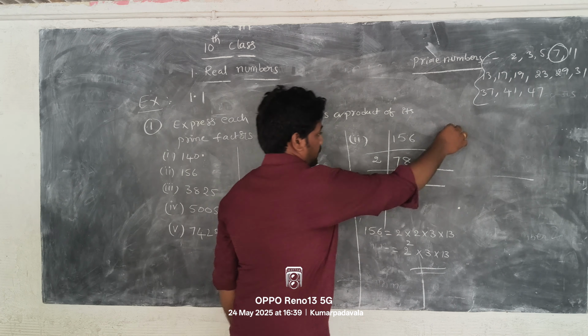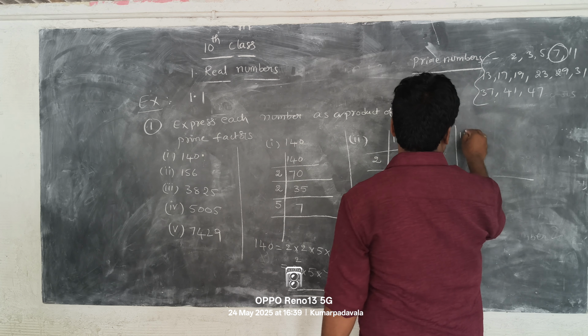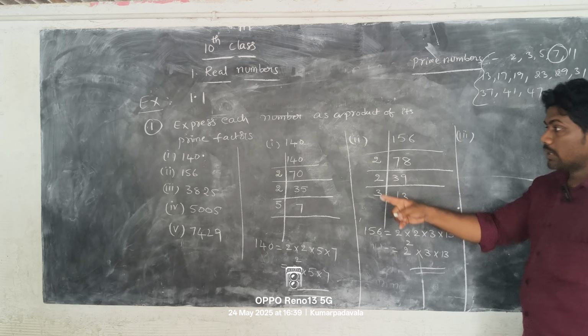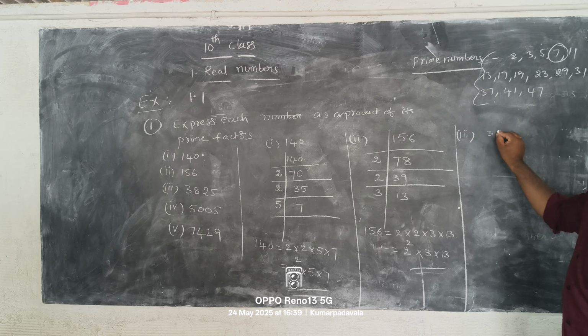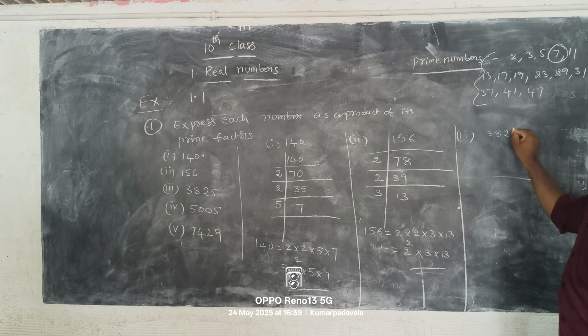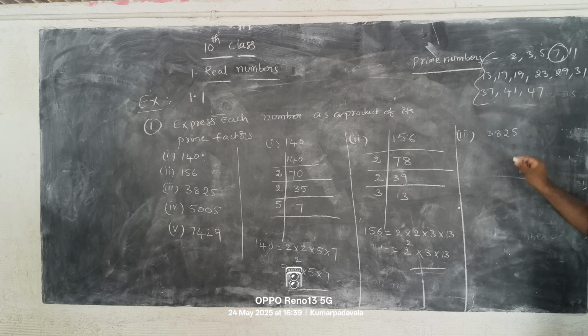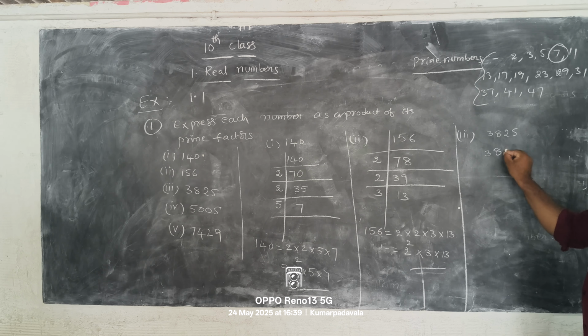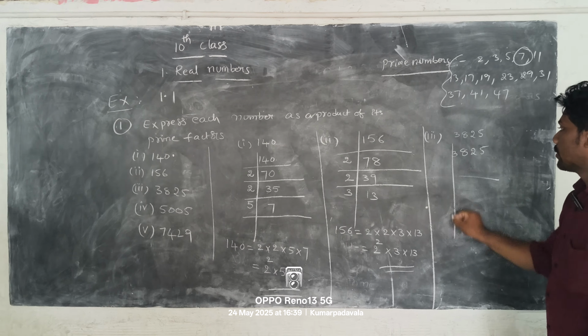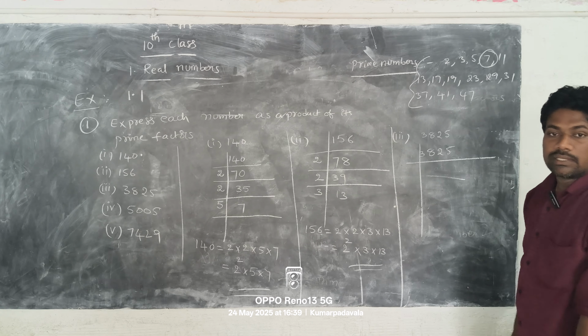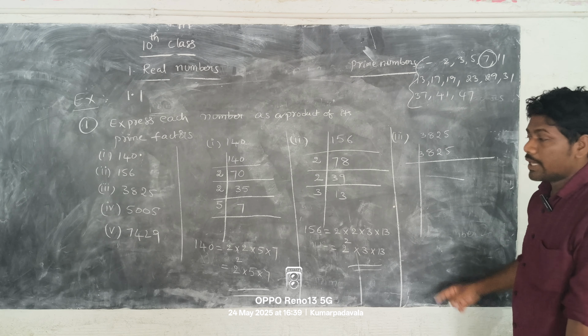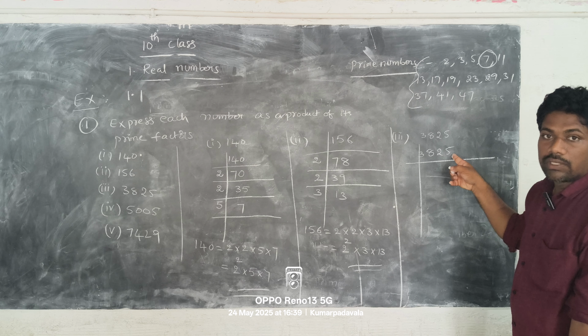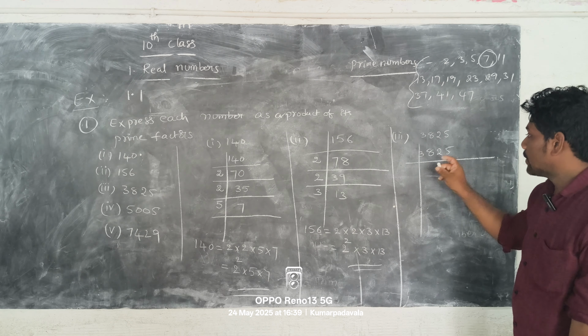Now the third question. Third question is 3825. So it will be cancelled simply in 5 table, because the last value is 5 or 0, it will be cancelled in 5 table.